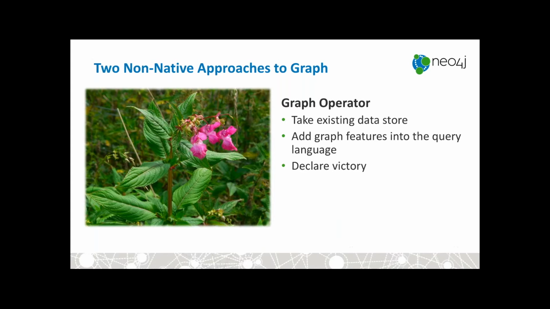Here's a lovely plant as well, Himalayan balsam, beautiful plant, non-native again in the United Kingdom. And the idea here in the graph operator world is that we would have some kind of keyword in the query language that looks up graphs, and we'd use some user-level conventions in the existing model to infer linkage that the new operator can bind to.